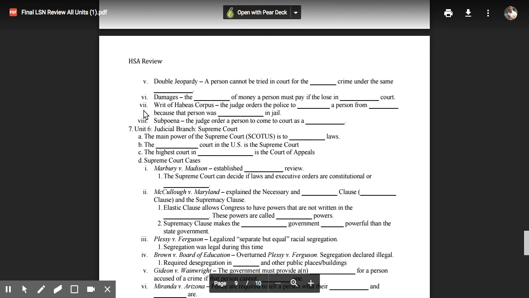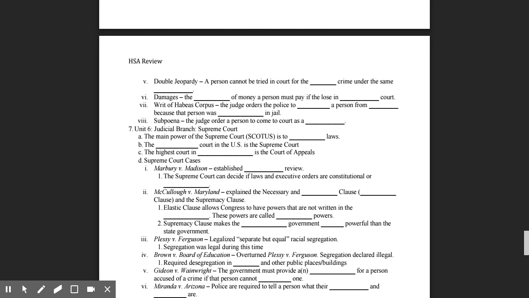Writ of habeas corpus. The judge orders the police to release a person from jail because that person was held illegally in jail. Subpoena. The judge orders a person to come to court as a witness.